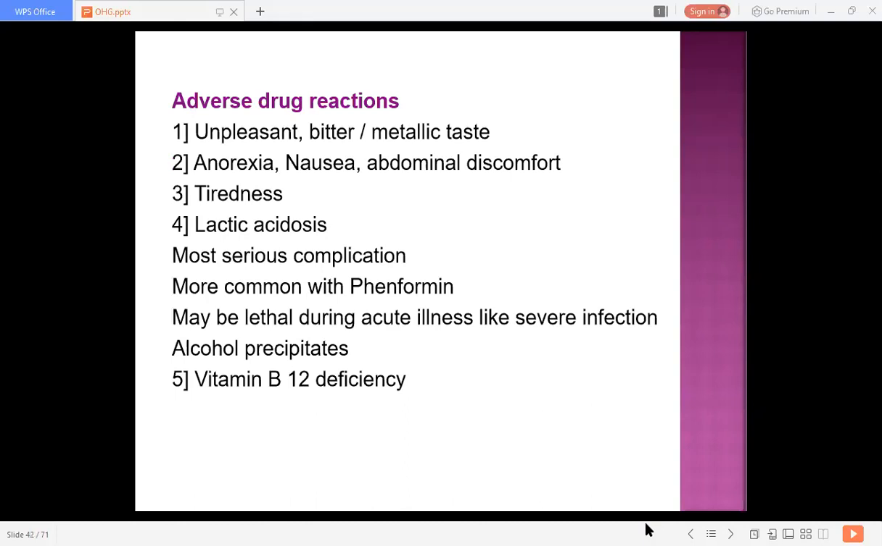Adverse drug reactions: there may be an unpleasant bitter metallic taste with metformin, anorexia, nausea, abdominal discomfort, tiredness. Lactic acidosis, the most serious complication, is more common with phenformin. May be lethal during acute illness like severe infection. So nowadays we are not using phenformin. The only biguanide we use is metformin. And biguanides also cause vitamin B12 deficiency.